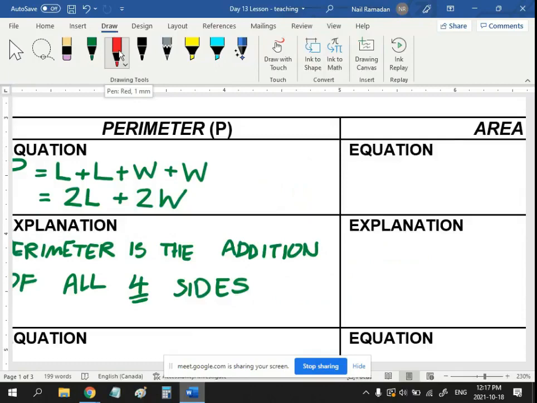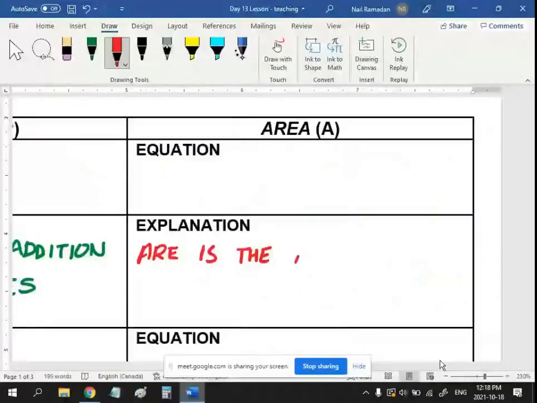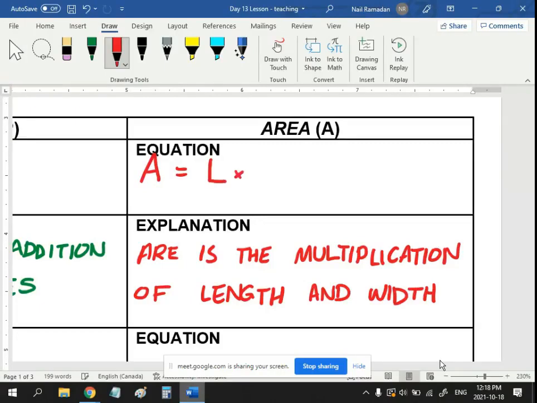I'll give you a hint. It depends on the length and the width. But what do you do with those two numbers? You multiply them. So area is the multiplication of length and width. Done. That's it. So what's the equation now? A equals length times width. Done.